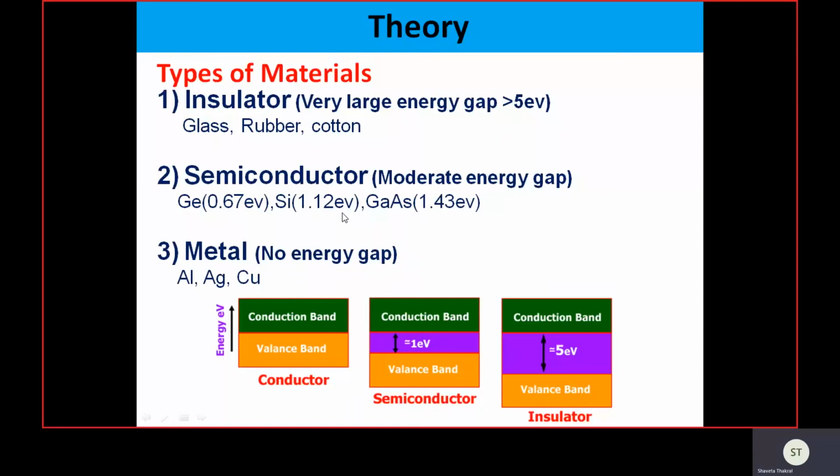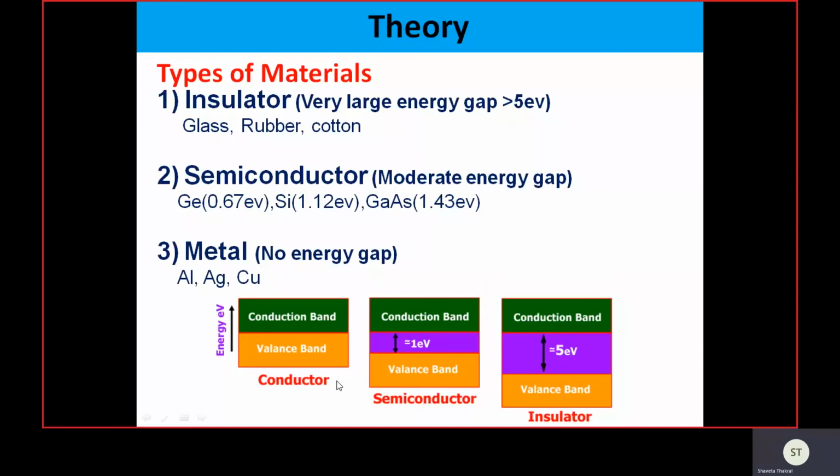If we take the case of semiconductor, they have a moderate energy gap, and the most commonly used semiconductor materials are germanium, silicon and gallium arsenide, where the energy gap in the case of germanium is 0.67 electron volt, in the case of silicon it is 1.12 electron volt, and in the case of gallium arsenide it is 1.43 electron volt. If we take the case of metal, there is no energy gap, and examples of metal are aluminium, silver, copper. We can see here the energy band diagram of conductor, semiconductor and insulator.